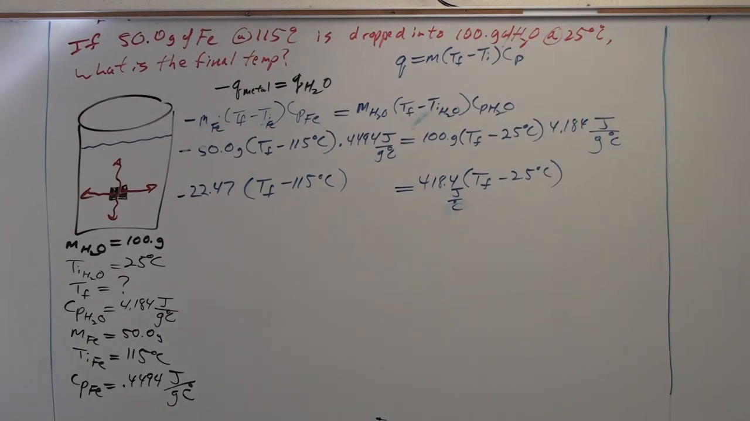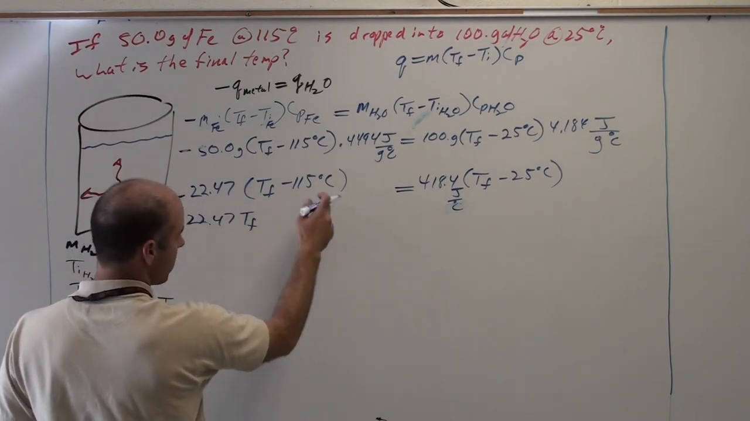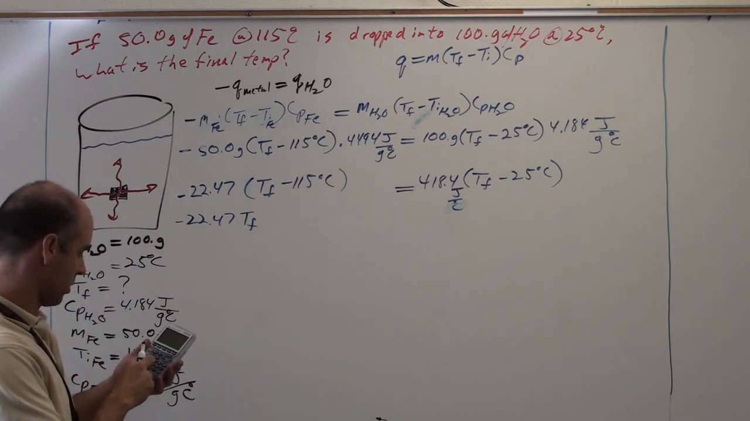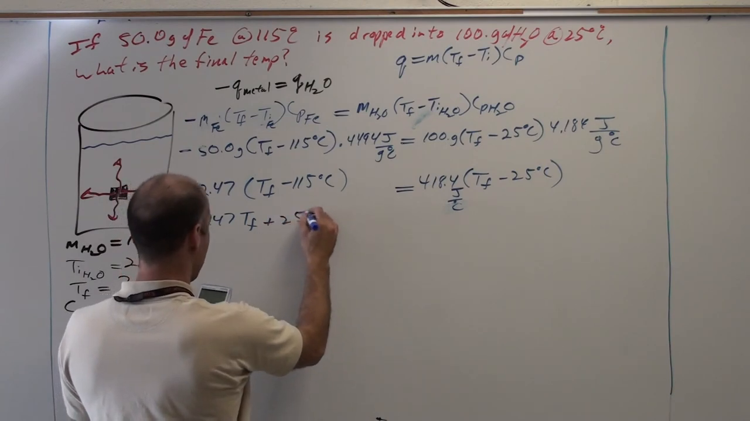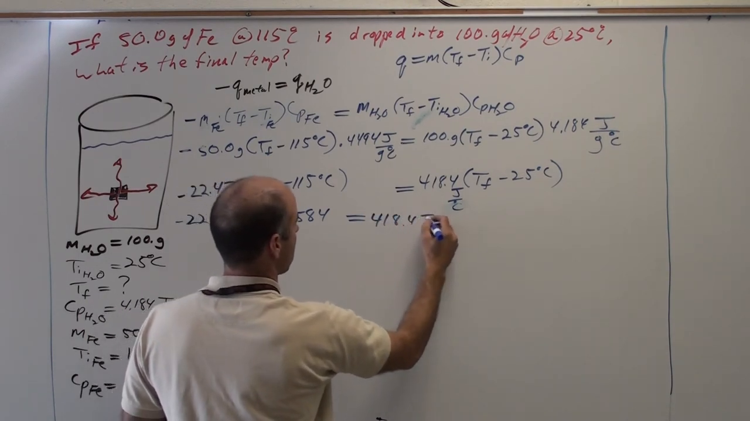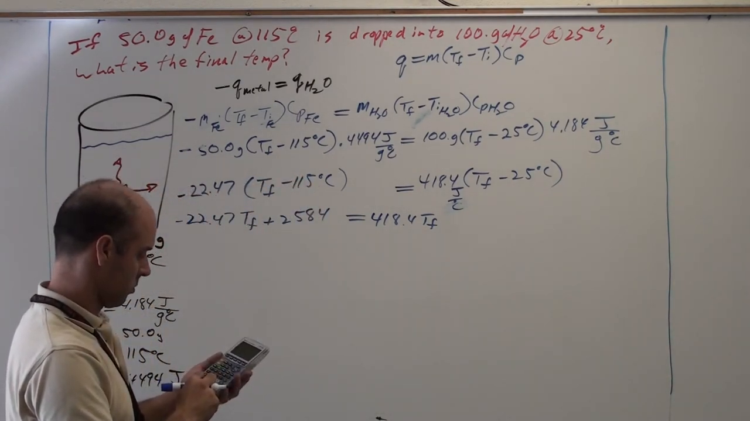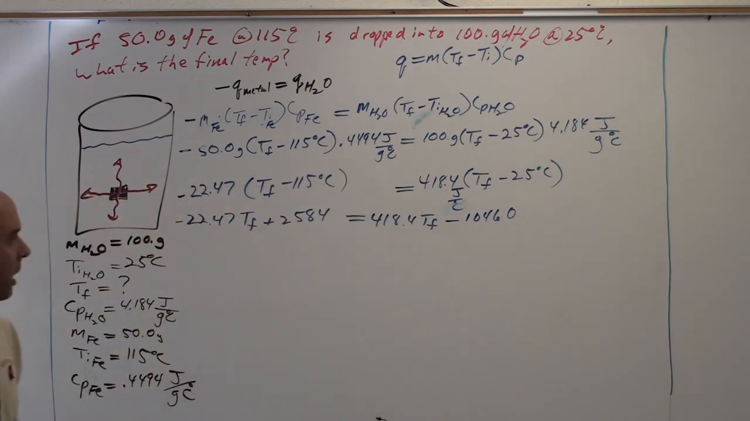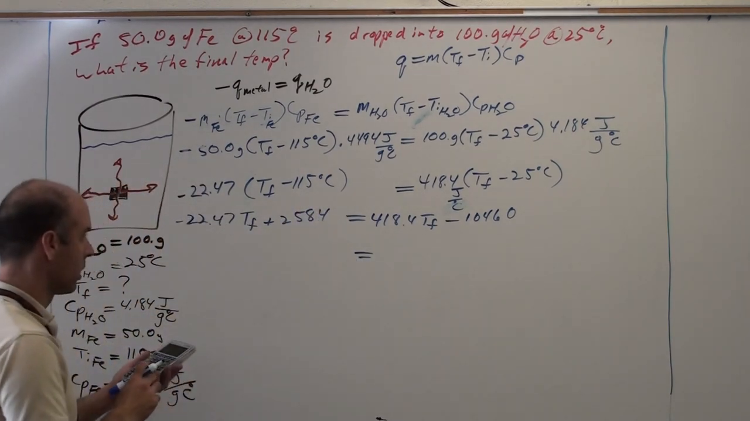Now we distribute. So we get negative 22.47 TF. This, the negative times the negative, and that's another place where people will make mistakes. So at this point, don't worry about significant figures. We'll apply them at the end. It becomes, we combine like terms. So the negative 22.47 comes to this side, becomes a positive.